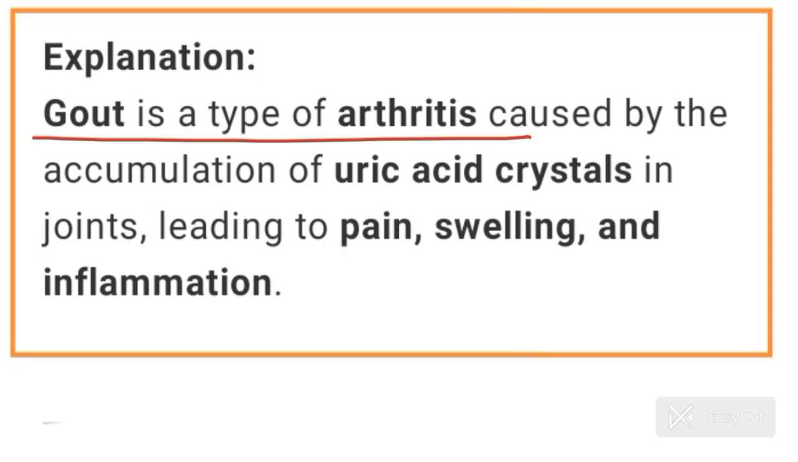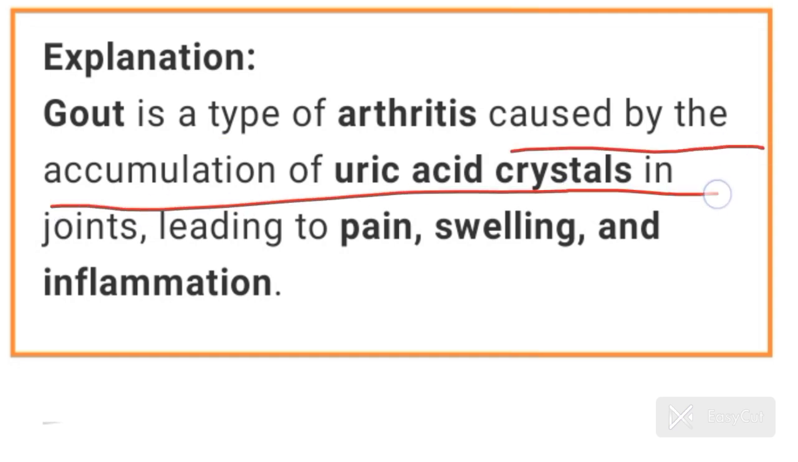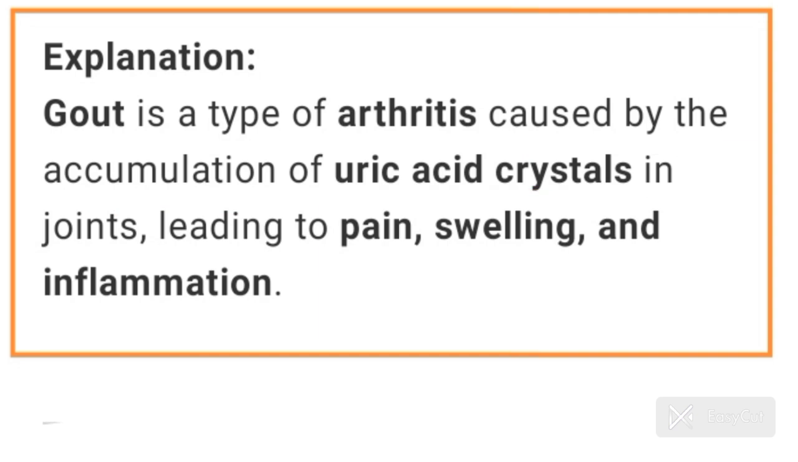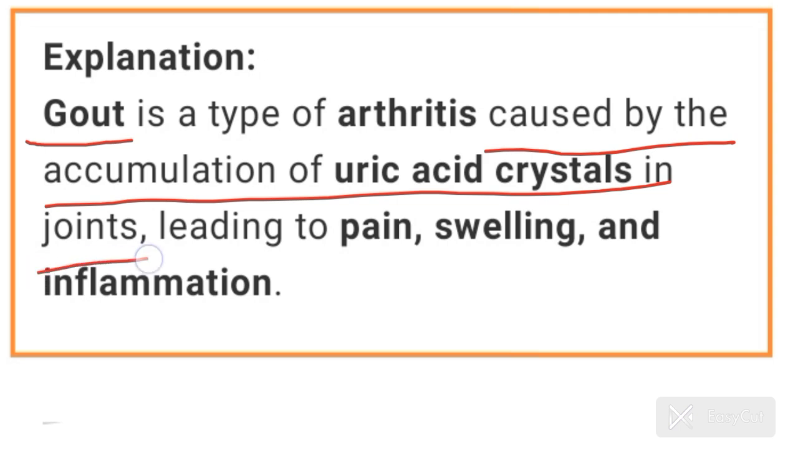Arthritis is inflammation of joints. Okay, so gout is caused by the accumulation of uric acid crystals. Gout में भी uric acid crystals के accumulation की वजह से joints में inflammation, pain और swelling हो जाती है. What is the cause of gout? Gout is caused by the accumulation of uric acid crystals in joints.